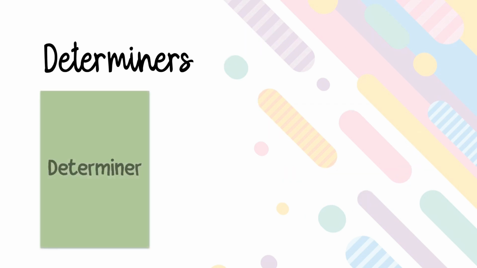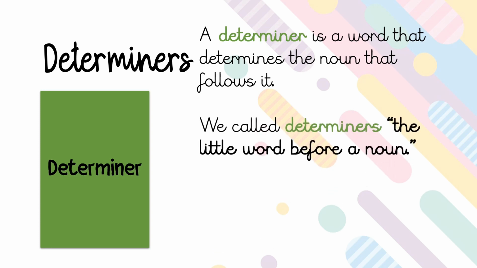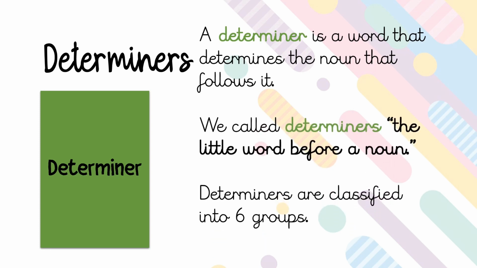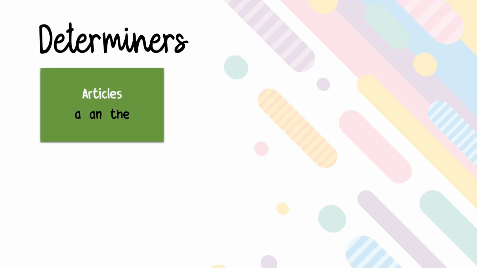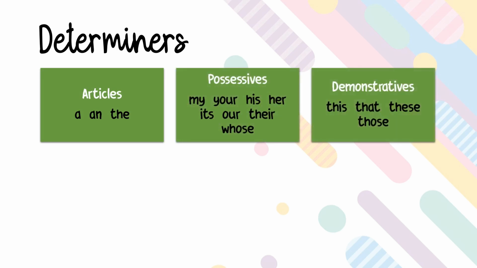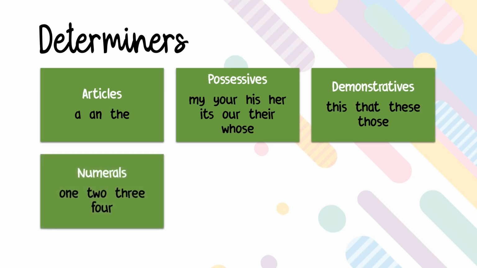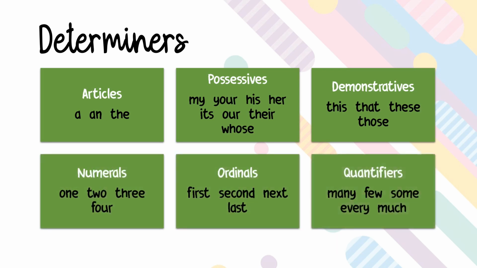The next word class that is new to children in Key Stage 2 is what's called a determiner, and it determines the noun that follows it. We like to call determiners the little word before a noun, and there are 6 categories of determiners. We've got articles, possessives, demonstratives, numerals, ordinals, and quantifiers, and you can see some examples of each.